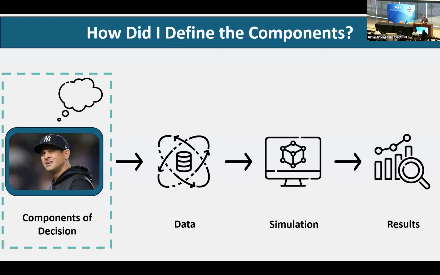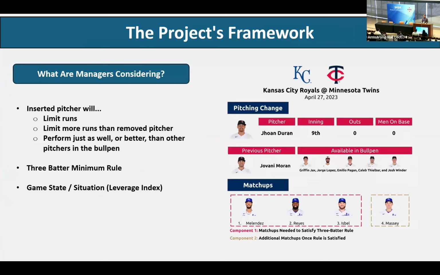So you may be wondering, what the heck are these components? What did I determine that managers and teams are thinking about when they make a pitching change decision? I put it into a couple different buckets. The first bucket is obviously based on the players. I have an assumption here that when a team is making a pitching change, they believe that the player being inserted is going to limit runs. I also thought that the manager believes that they're going to limit more runs than the player that they are replacing. And lastly, we still have to consider the other players available in the bullpen. So the third part of that is also assuming that they believe that the pitcher inserted will perform just about as well or better than the other players available in the bullpen.